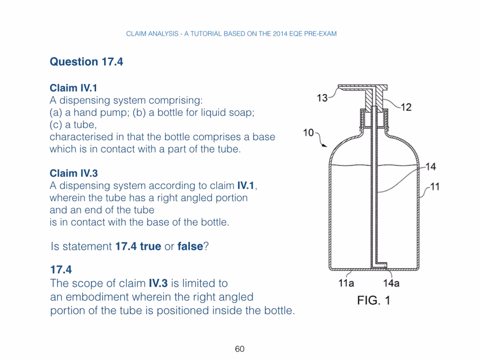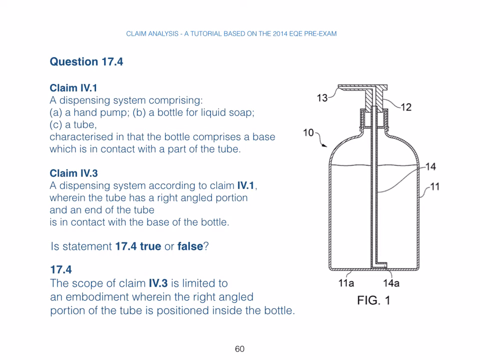Now we can see from figure 1, which is covered by this claim, which has a right-angled portion, we can see that the right-angled portion of the tube is right at the bottom of the bottle, and it doesn't seem to be sensible that the right-angled portion could be anywhere else. In fact, it seems to me obvious that the right-angled part must be inside the bottle. That's what is intended. But the question is, is claim 4.3 limited to this?